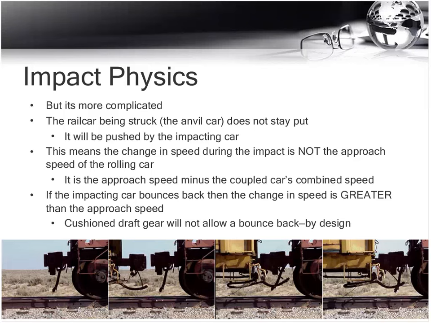As it comes in, it compresses in, and on the right is a standard draft gear, which you can see doesn't compress in much. The other thing to note here is that the car being impacted, the one on the right, which is called an anvil car, it moves when it gets hit by the hammer car. You can see that it's moved to the right a little bit. So the change in speed of the car striking may not be its initial speed at all, or exactly, because it may push the car it's hitting.